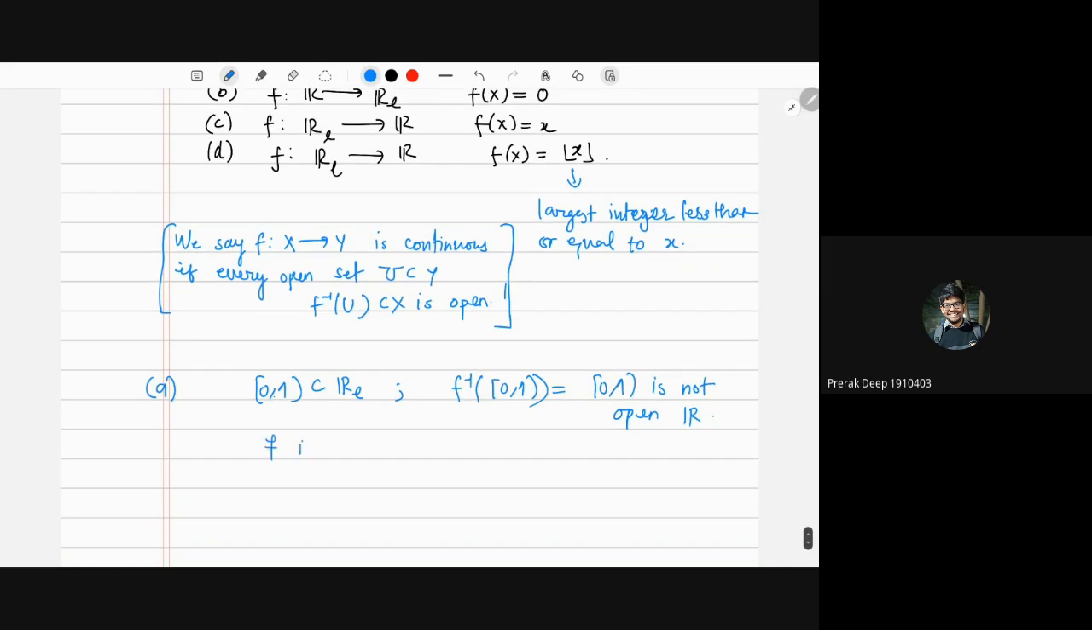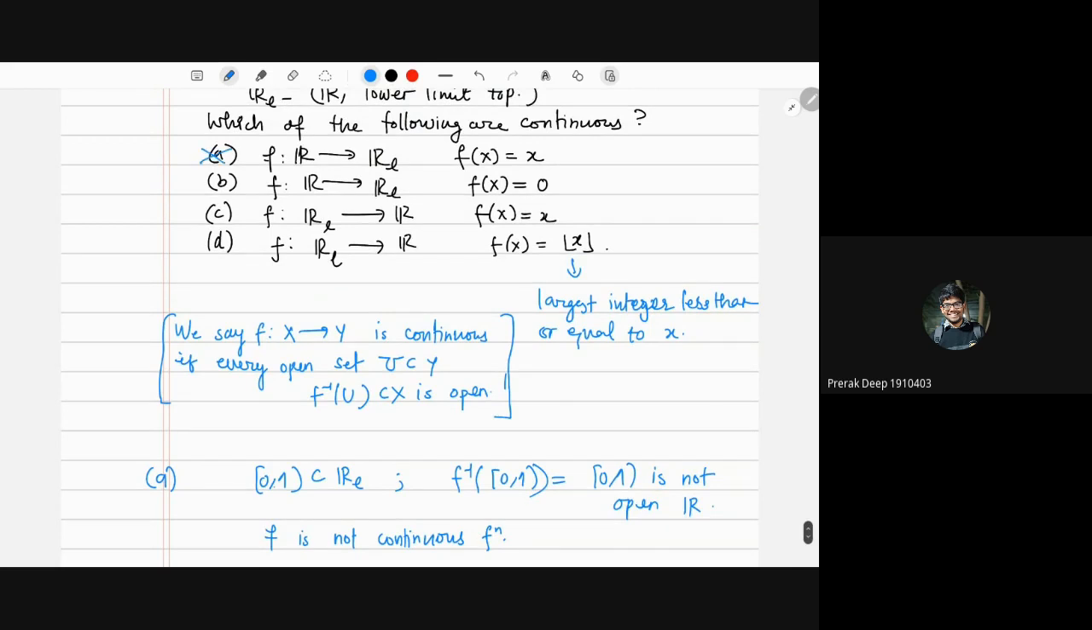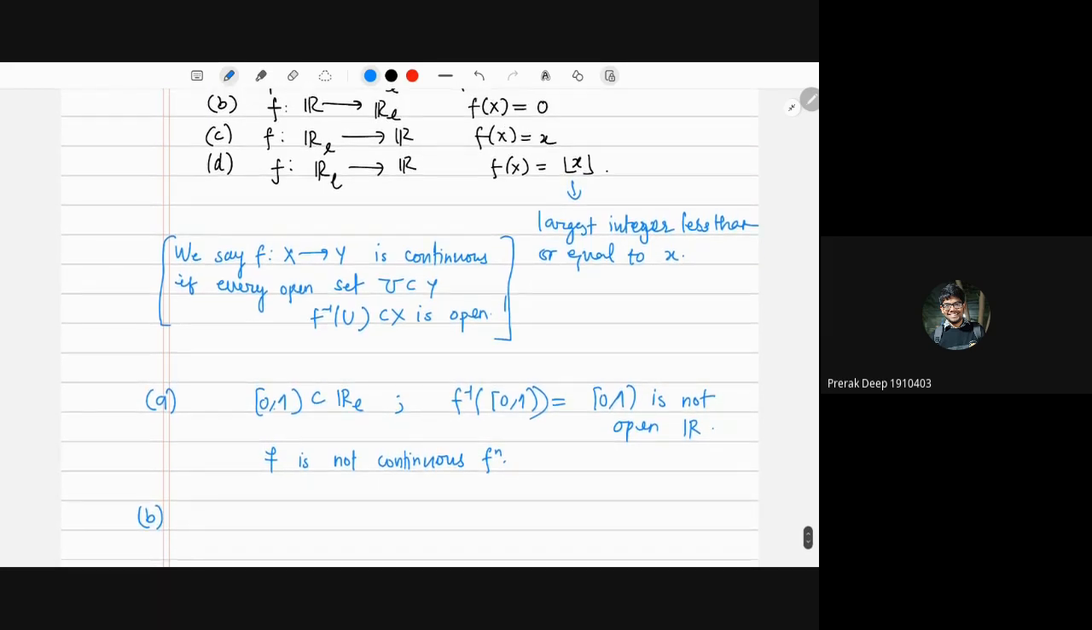So f is not a continuous function. Okay, now look at option B. So f is the constant function 0.